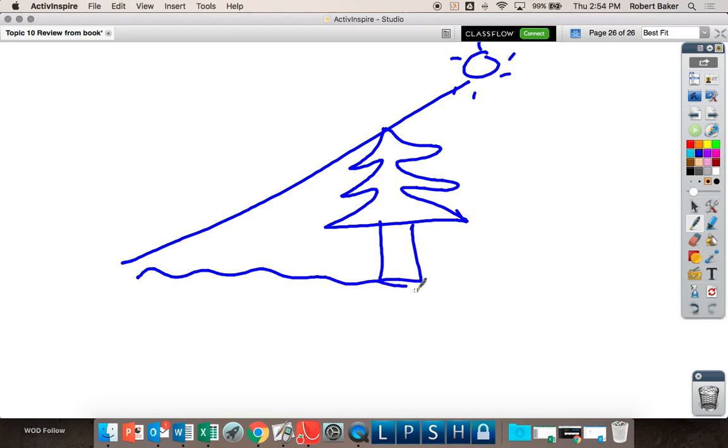It says the tree is 14 feet tall. I don't want to overestimate your intelligence. Okay, the length of the shadow is 10 feet long. What is the angle of elevation?